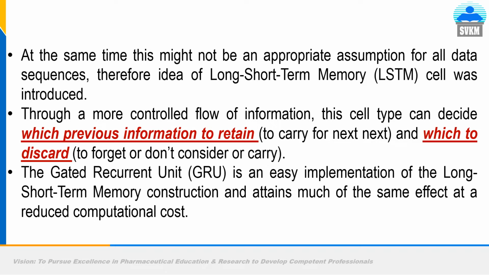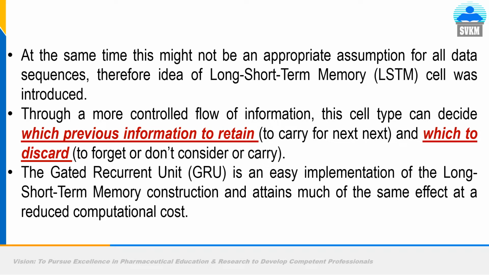There is no need to remember all the input and intermediates in the RNN. So there was a need for a system which can remember only required information and which will keep shedding or discarding unwanted information. Here came the role of long short-term memory. Through a more controlled flow of information, this cell type can decide which previous information to retain, that is to carry out for the next step, and which to discard, to forget or don't consider or carry. The gated recurrent unit, GRU, it is important.